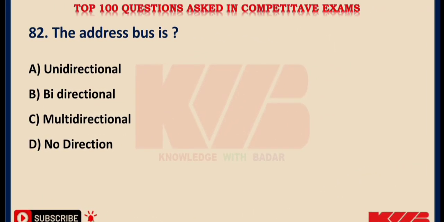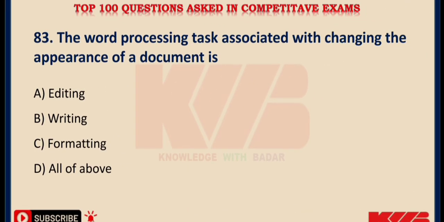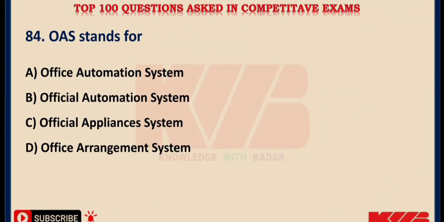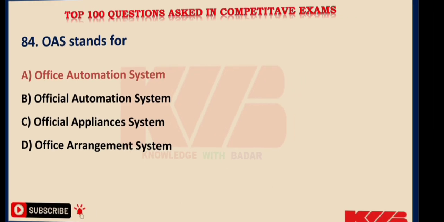Question number 82. The address bus is unidirectional, bidirectional, multidirectional, or no direction? Yes, it is unidirectional. Question number 83. The word processing task associated with changing the appearance of a document is editing, writing, formatting, all of the above. Yes, it belongs to formatting. Question number 84. OAS stands for Office Automation System, Official Automation System, Official Appliances System, or Office Arrangement System. Yes, it is Office Automation System.